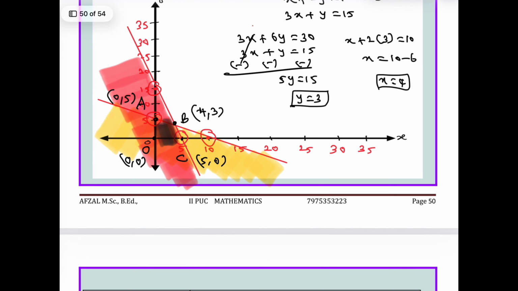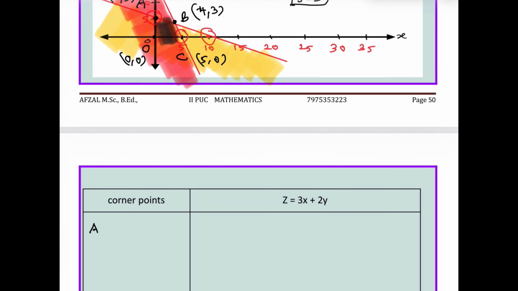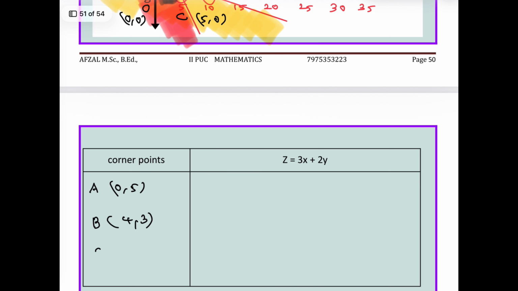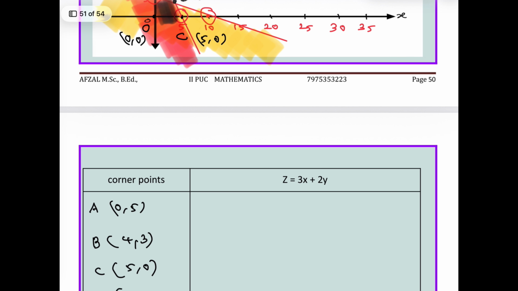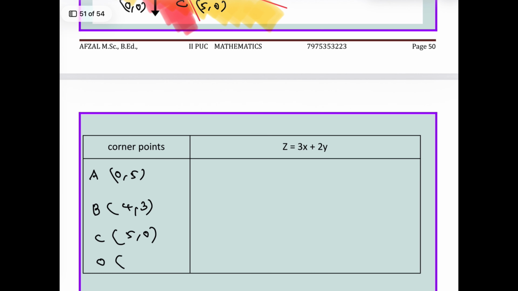These are the corner points. Corner point A is (0, 5). Then corner point B is (4, 3). Then another corner point C is (5, 0). Another corner point O is (0, 0). Now z is equal to 3x plus 2y.